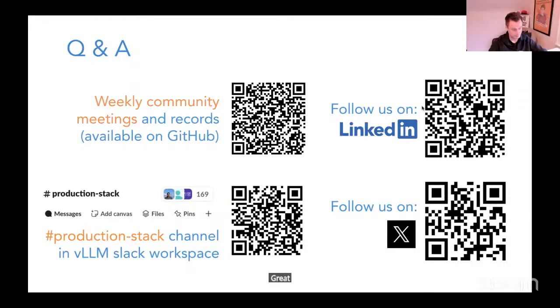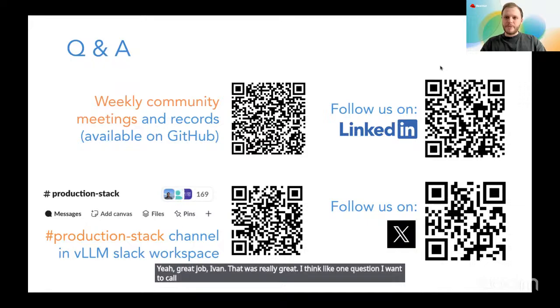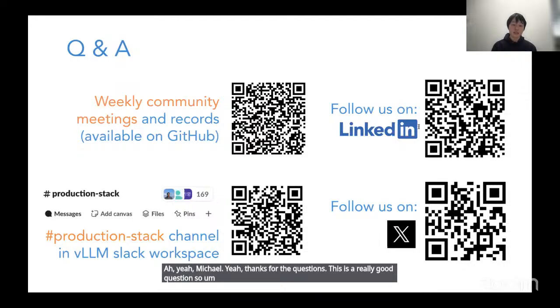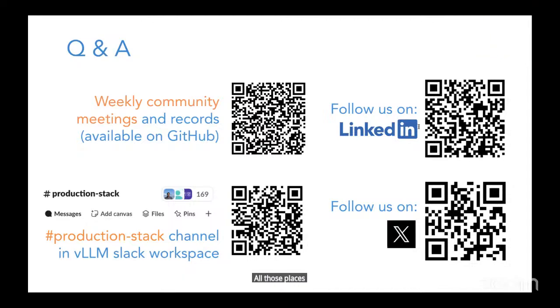I think one question I want to call out from Vikram is where is the KV offloading buffer? Is it in CPU memory? Yeah, thanks for the question. This is a really good question. By default, LMCache will offload the KV cache to CPU memory, but it can also have hierarchical memory support. Basically, you have CPU, local disk, and remote servers, and you can store the KV cache in all those places.